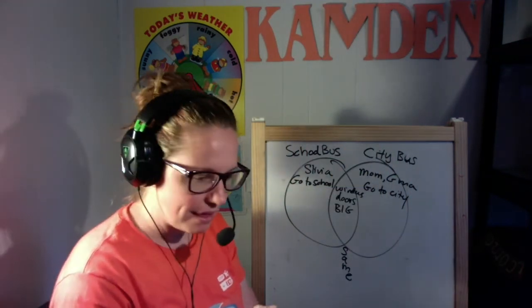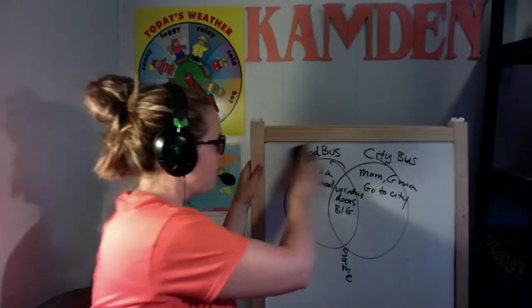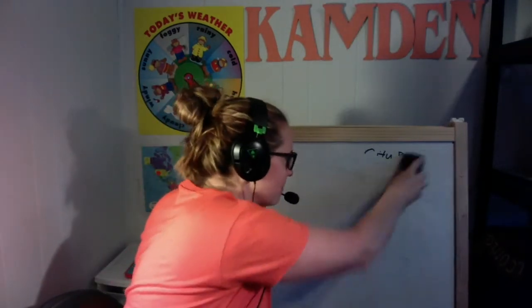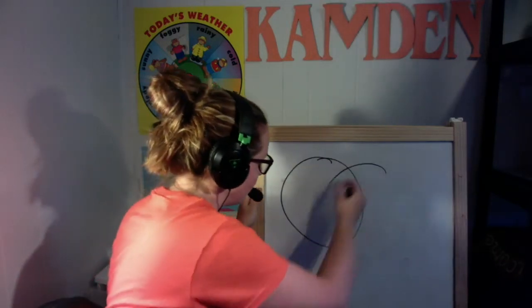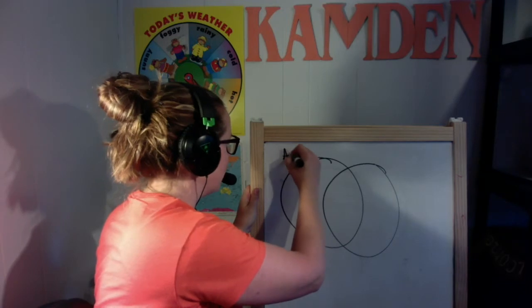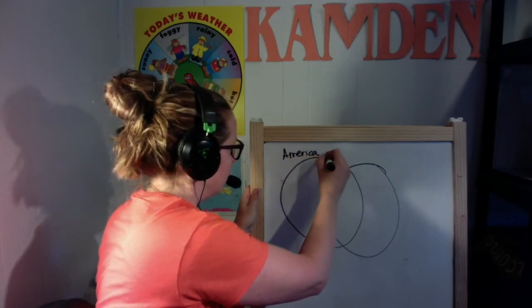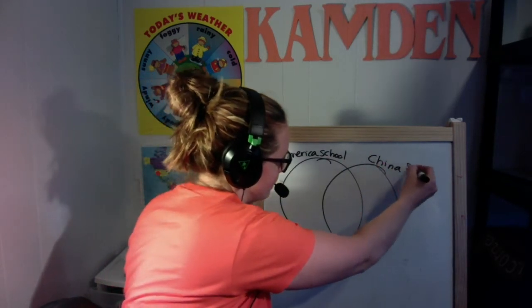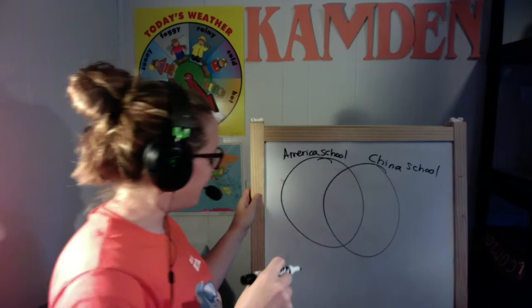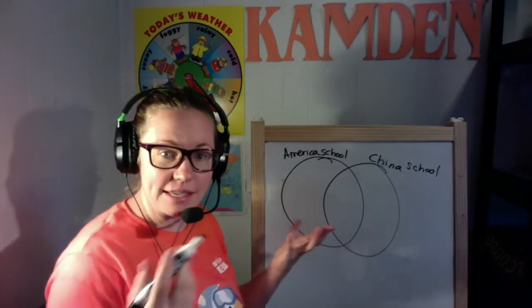Let's think of an extension activity from another lesson that might be helpful for this. Maybe we are talking about, I don't know, schools in America and schools in China. So, it's one of the cultural activities. And we can say America, school, and China, school. Okay, and they already know this is the same.